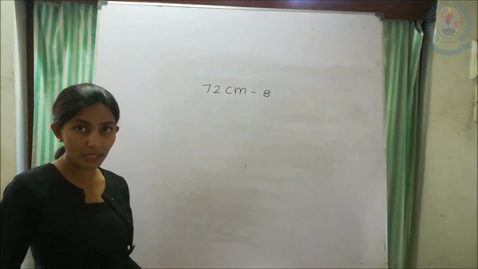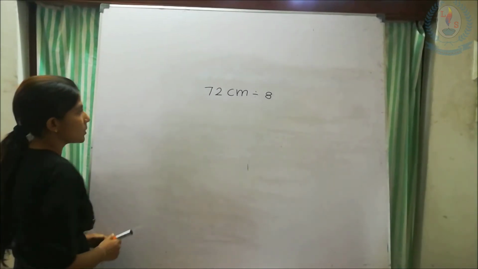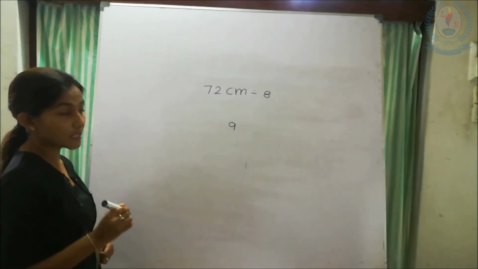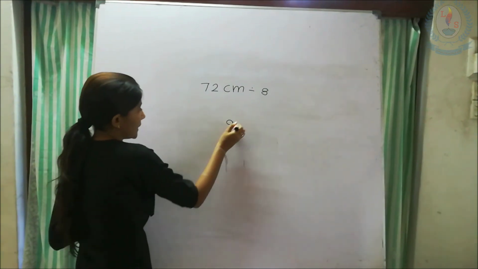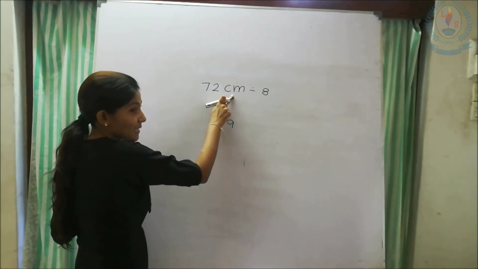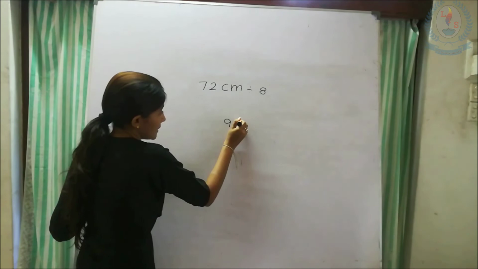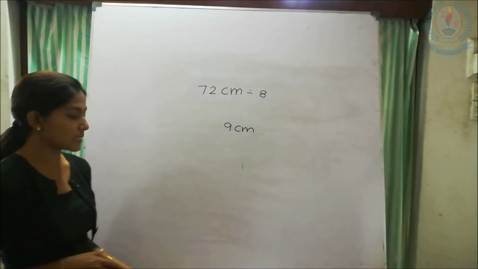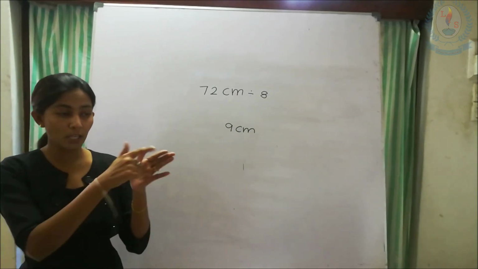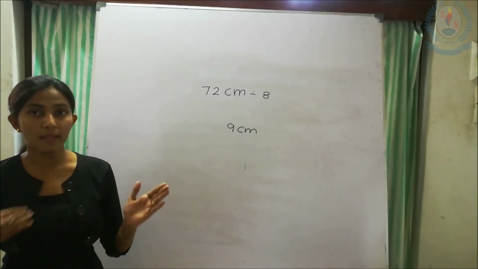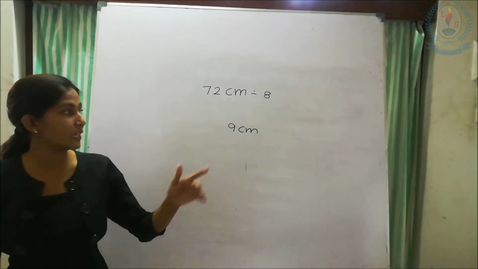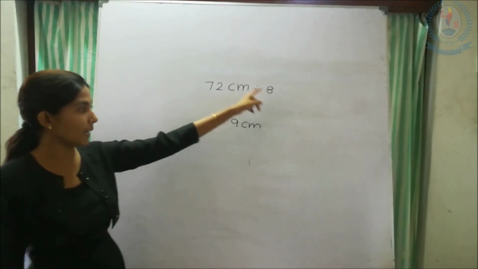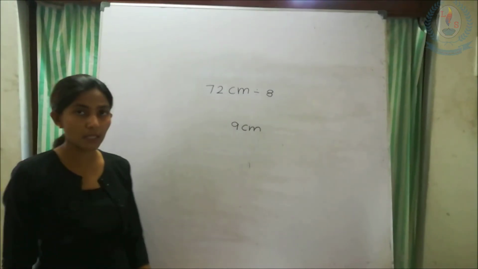So, you have learned the 8 times table. So, 8 times 9 is 72. Then one part is 9. What is the unit here? Centimeter. Then your answer is 9 centimeters. You can cut the wire each time by measuring the length 9. Then you can get 9 centimeters. 9 into 8 or 8 times 9 is 72.